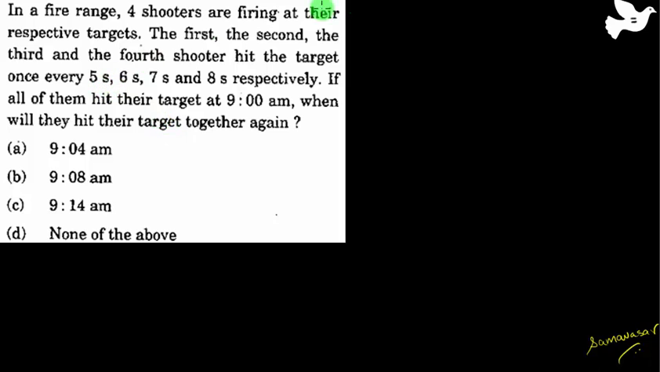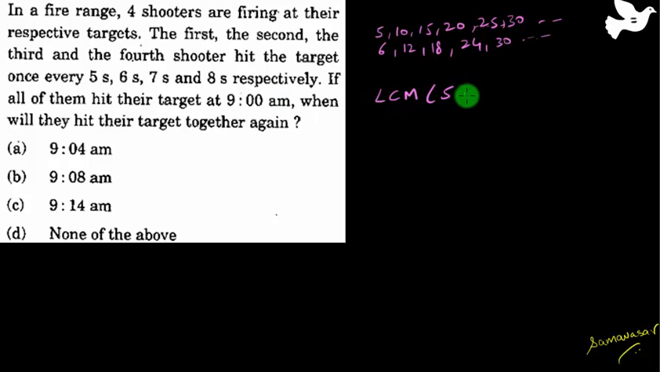So this guy is hitting every 5 seconds. So he's going to hit at 5 and then 10 and then 15, 20 and so on seconds. This guy hits every 6 seconds: 6, 12, 18, 24, 30 and so on. So had it been only these two people, then they would have hit the target again at 30 seconds. But that is not the case. So for 4 shooters, it will simply be the LCM of 5, 6, 7 and 8 seconds.